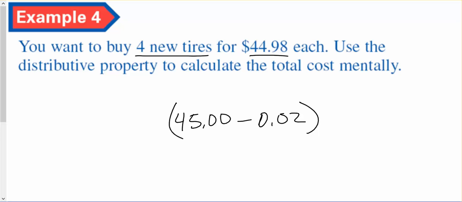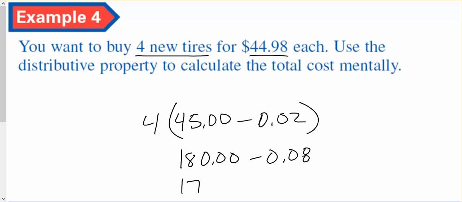So in your head you can say, well, 4 times 45, that might be difficult, but you know that doubling 45 makes 90, right? And so doubling that again would make 180. So 4 times 45 is 180. You could do that in your head. And 4 times 2 cents would be 8 cents. And $180 minus 8 cents would be $179.92.